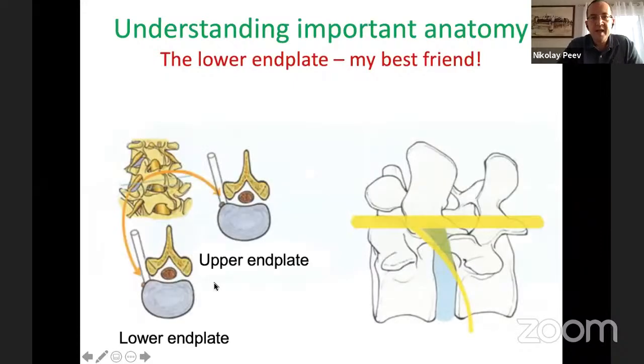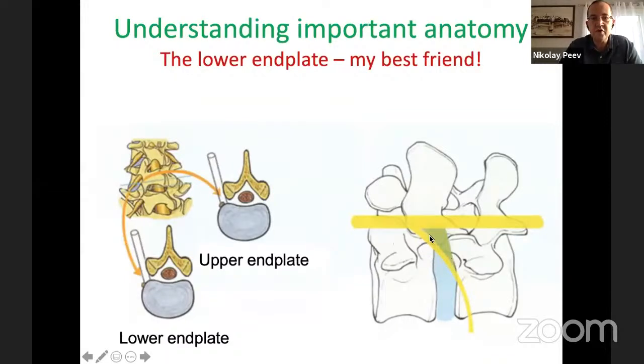So the lower end plate is your best friend, and let's see why this is the case. By placing your instruments close to the inferior end plate, you are protecting the neural structures. It's a good diagram that is demonstrating that. As you can see, if your endoscope is docked closer to the inferior end plate, you have a good chance to avoid injury of the exiting nerve root.